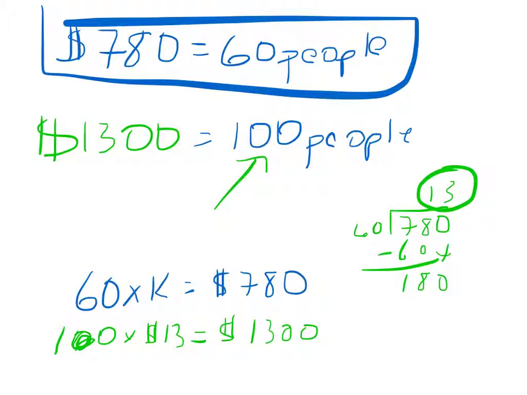Okay. And we can now make a formula with that so that I could graph all kinds of numbers. I could say y is going to equal 13 times x. That will be my formula.